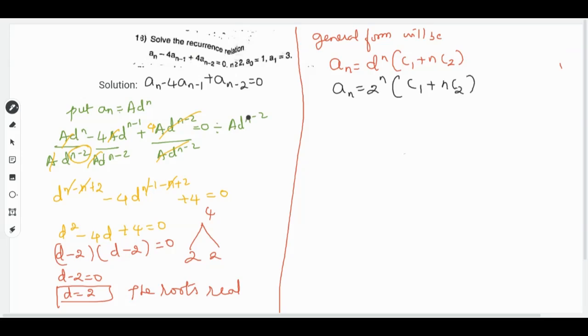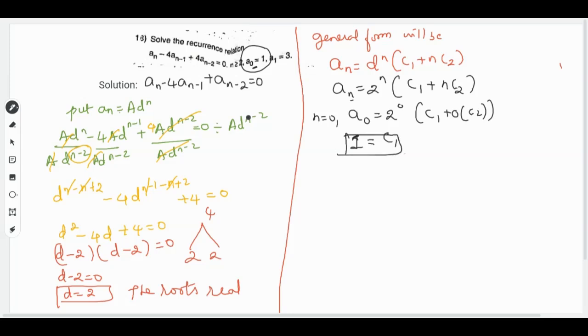Now next step is, we'll take the condition they have given. In place of n they have given 0, so n equals 0. It will be a naught equals 2 power 0 into c1 plus 0 into c2. A naught is 1, so 1 equals 2 power 0 is 1, this will become 0. So c1 is equal to 1.